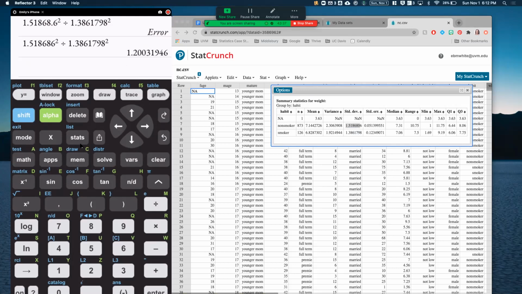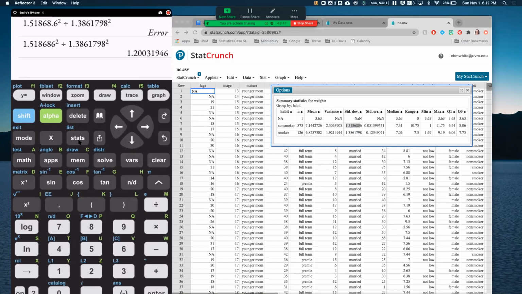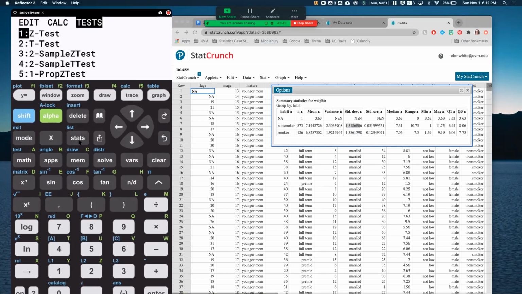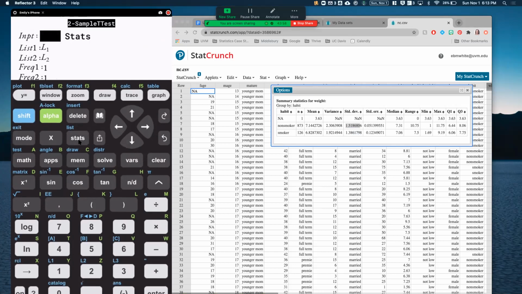So in order to get to our two independent t-test where we're going to pool the variances, you're going to go to stat, then over to tests. And then you want 2-sample t-test. That's number 4 on your list. Then from there, we're not going to use the data because nobody wants to enter 1,000 numbers of data onto your calculator. So we're going to do it from the statistics, and you're going to use the statistics that we got here from StatCrunch.